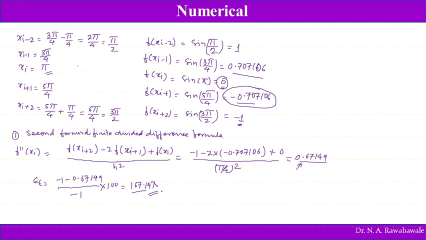error as very high. If we take h instead of pi by 4, if we take pi by 8, then we may get the second divided difference for the second derivative more accurate, or very close to minus 1. So let us check it by taking h equal to pi by 8 and only one formula, the second backward finite divided difference formula, we will be using.